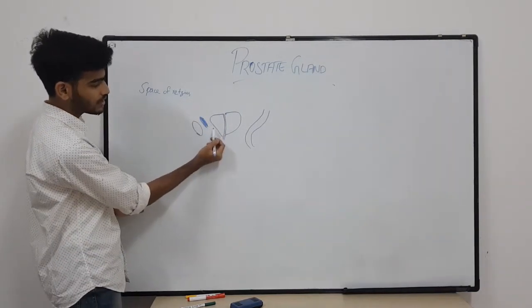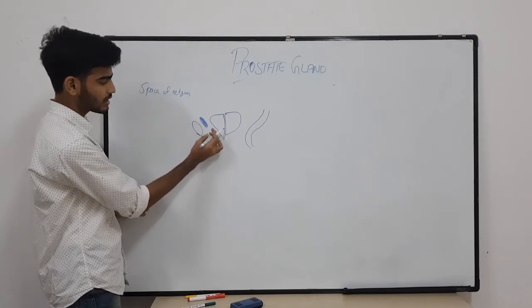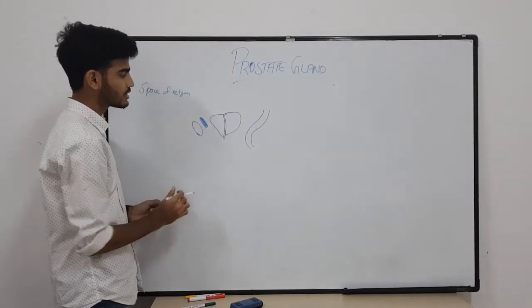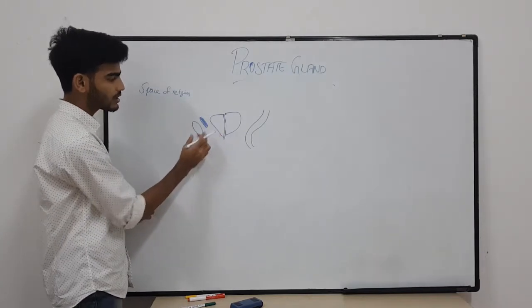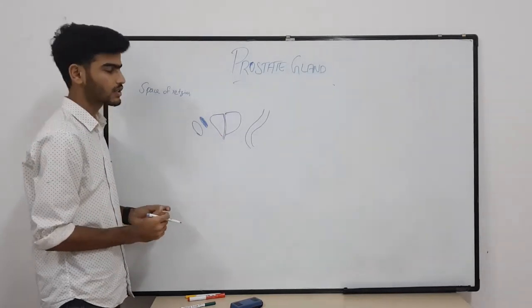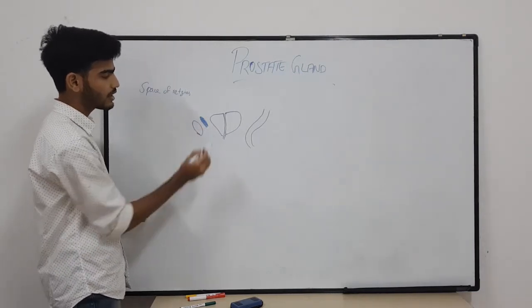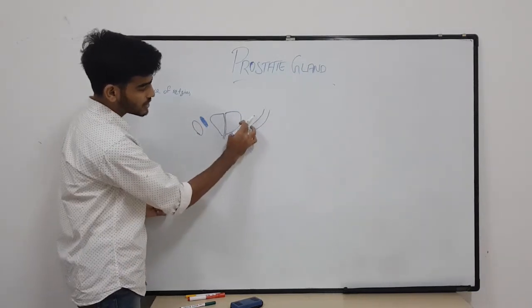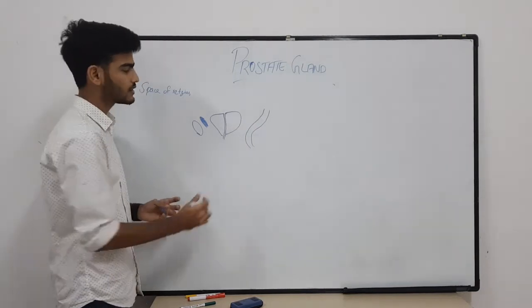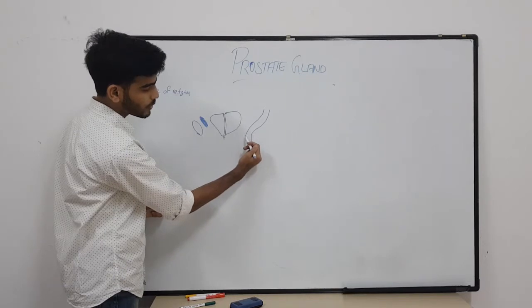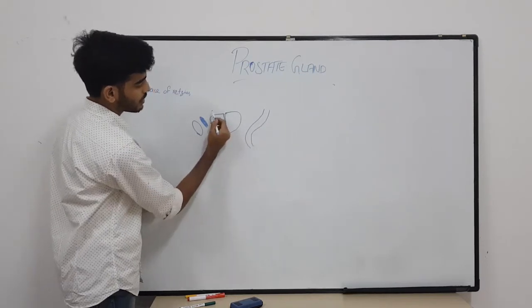So this is the anterior surface, which is narrow and convex, and it is 2 cm behind the pubic symphysis, and between them they are separated by a retropubic space or space of Retzius, filled with extraperitoneal fat. And this is the posterior surface. The posterior surface is broad and flat, and it is related to the ampulla of rectum.